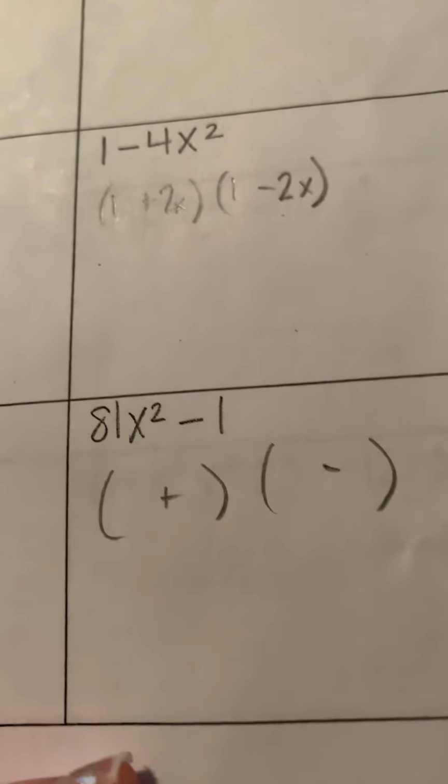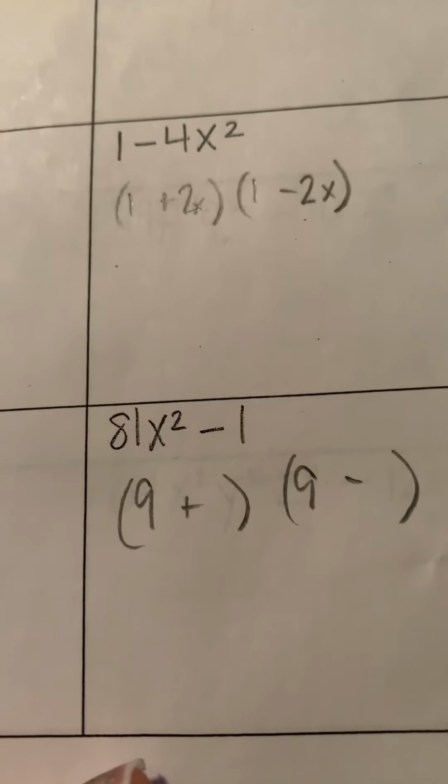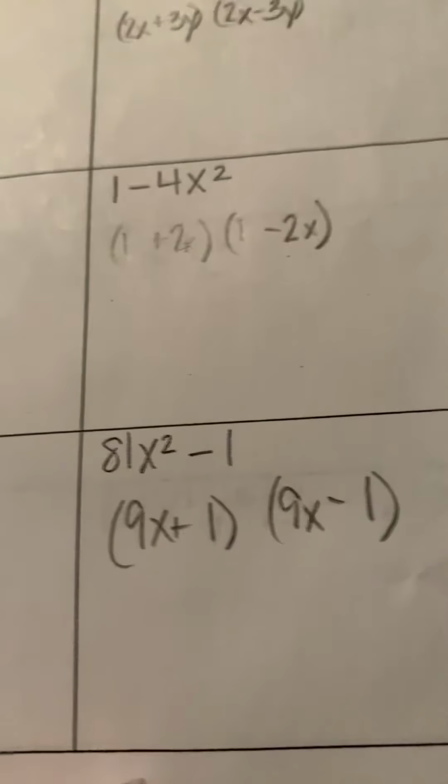Square root of 81 is 9. Square root of x squared is x to the first. Square root of 1 is 1. And you're done.